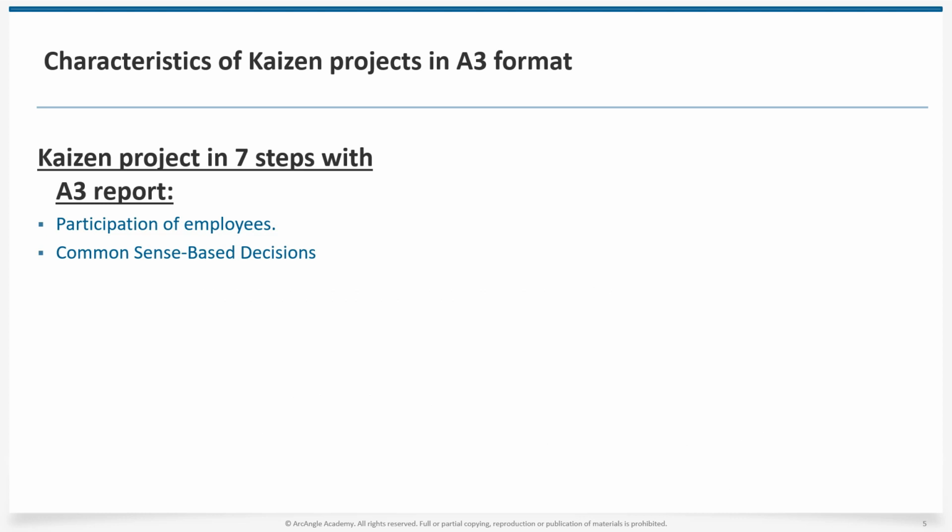Decisions within Kaizen projects are generated based on common sense and practical knowledge. Rather than relying on complex data analysis or statistical tools, priority is given to practical solutions and logical reasoning. Kaizen projects employ simple tools such as fishbone diagrams, process maps, and failure mode and effects analysis, FMEA. These tools help identify root causes, visualize processes, and assess potential risks without the need for extensive statistical analysis.